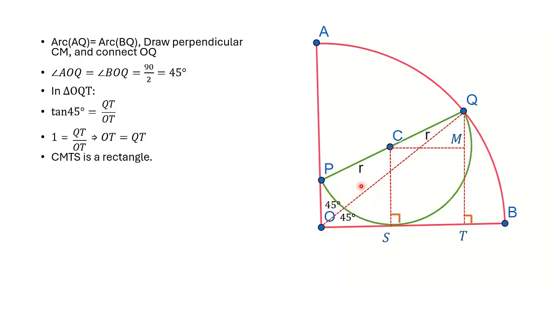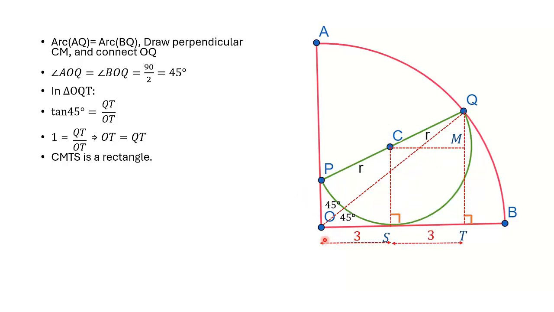Now let us consider this, basically a rectangle in this case, CMTS. This will be a rectangle. You can prove this. This angle is 90. This angle is 90 because this line is perpendicular to this. And this is also 90 because we have drawn CM as perpendicular on QT. So the rest angle will be 90 degrees. So all these four angles are 90. This means this is a rectangle.